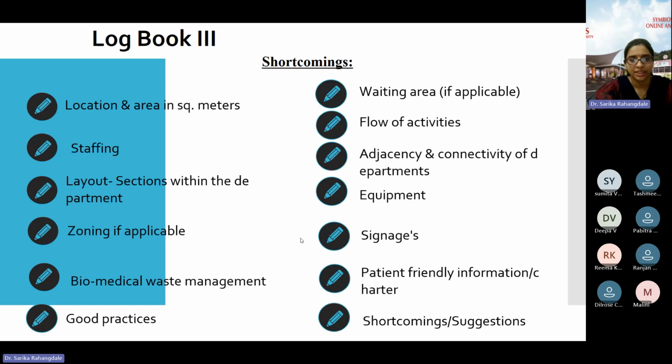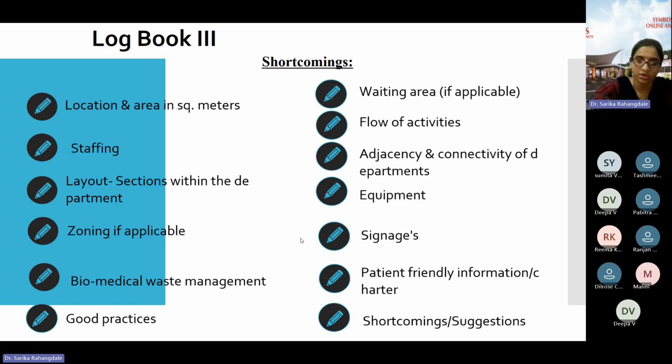So, yes, next is the waiting area, if applicable. Usually the waiting area is applicable in OPD and IPD. The waiting area should be sufficient for the number of patients visiting that particular OPD. You have to see whether the waiting area is sufficient or not, or whether patients have to stand and a chaotic situation is created, with huge traffic. So you have to see whether the waiting area is appropriate to the load of the OPD.